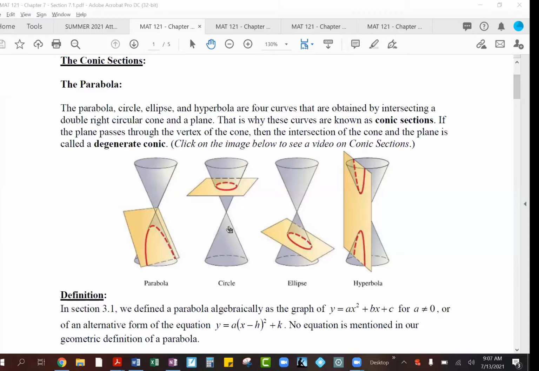And if you actually click on this image, it takes you to an animated video that shows you how the different shapes are created. And it gets a little bit into the geometry behind it, the angles, and all of that also make a difference in what kind of shape you are going to get. So if you just click on that image, it will take you to a YouTube video for that.